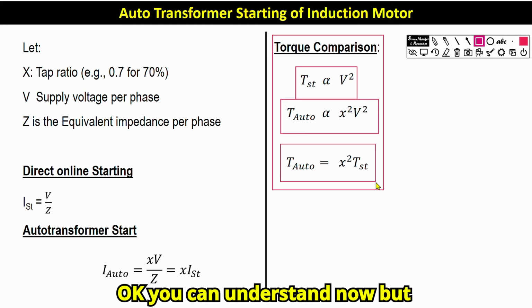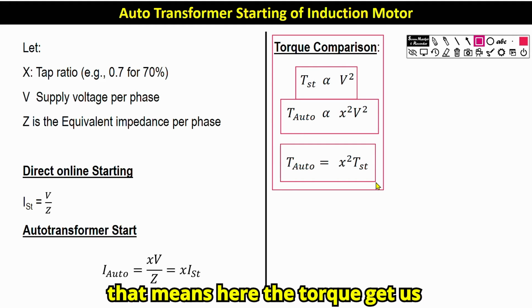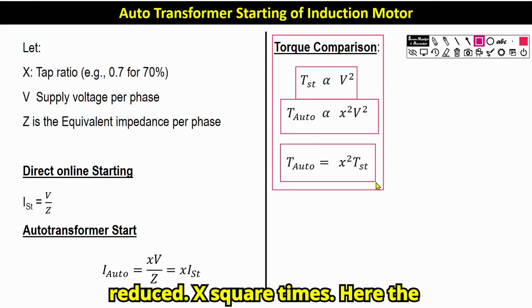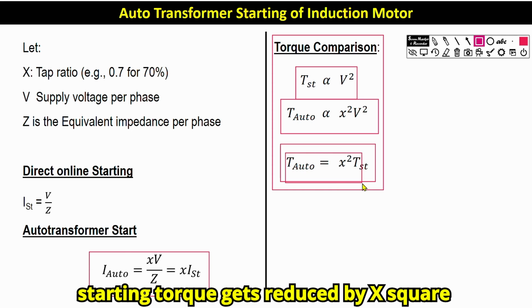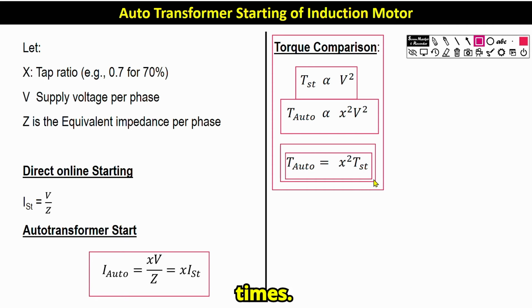Okay, you can understand now. But that means here the torque gets reduced x square times. Here the current gets reduced x times, but here the starting torque gets reduced by x square times.